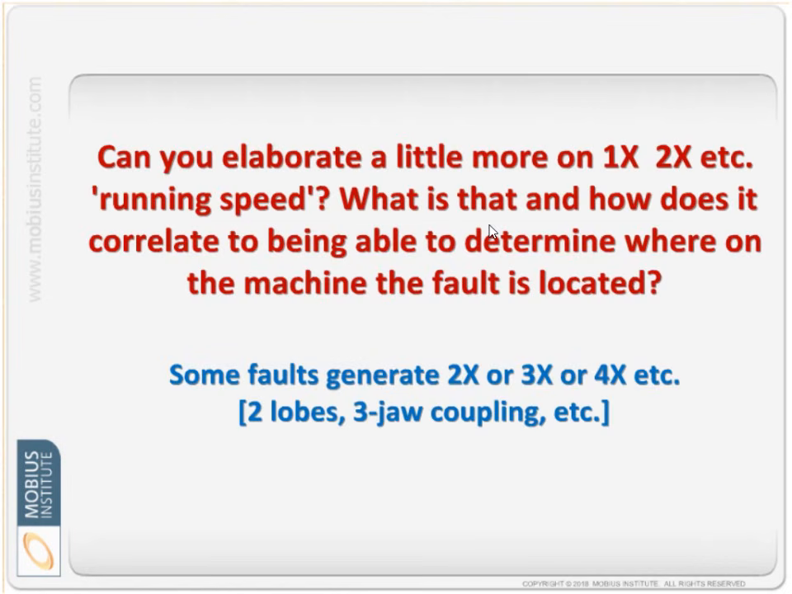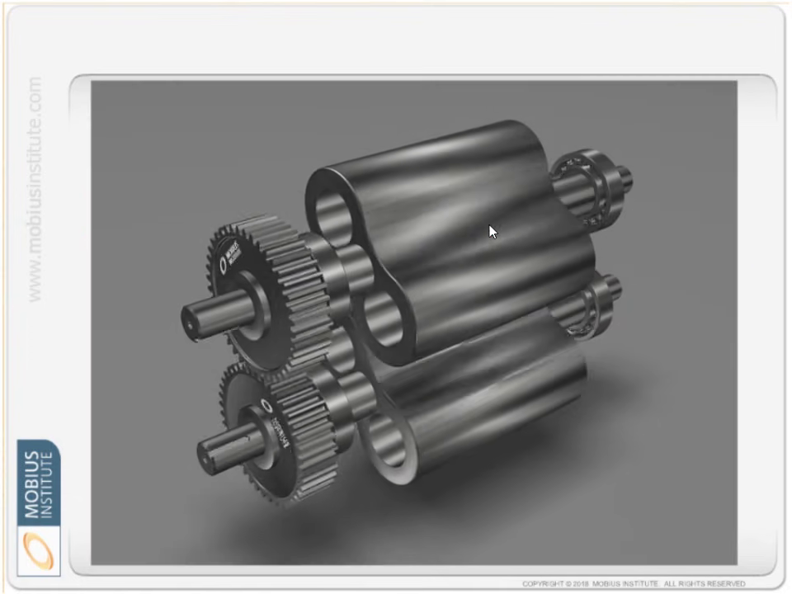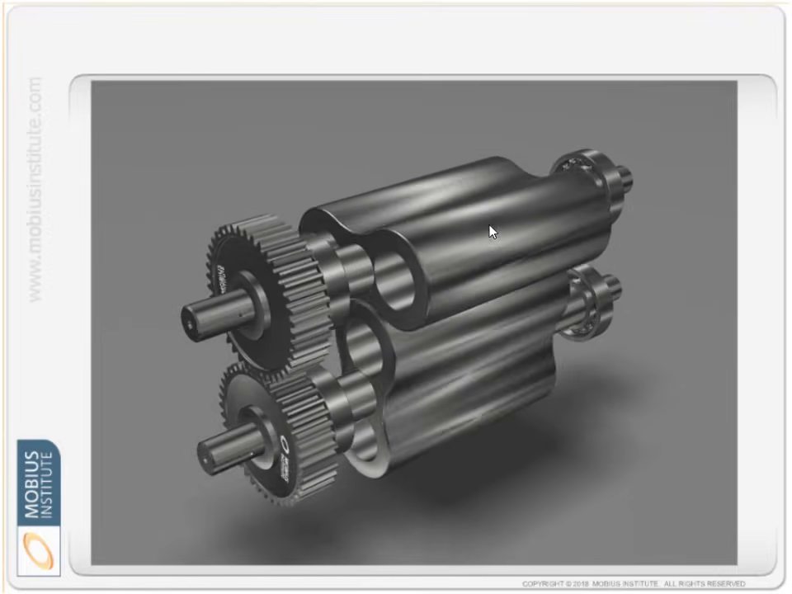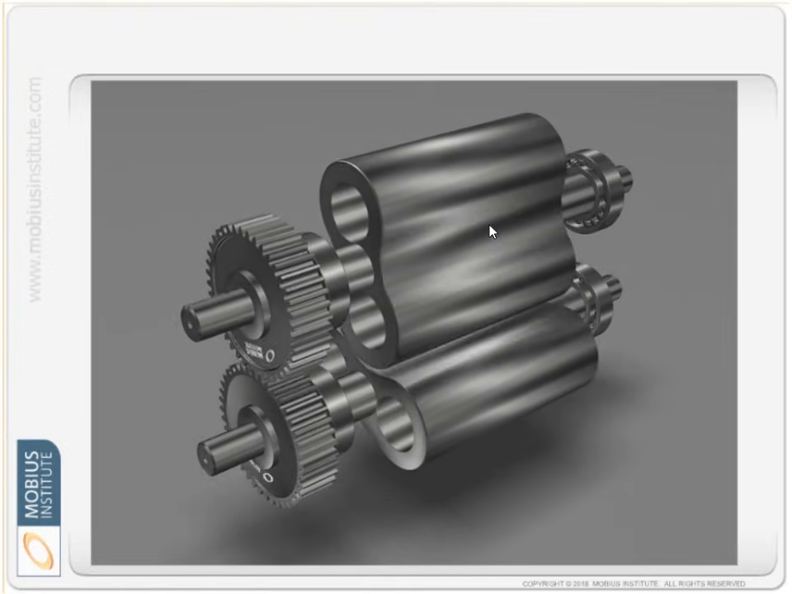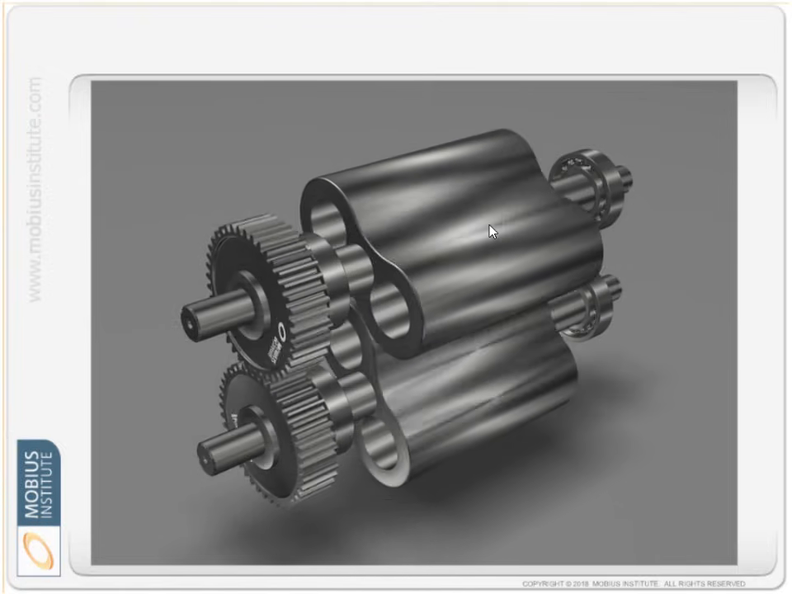And of course, I need to say that we'll also see vibration at 2x and 3x and 4x for physical reasons. So we could have, for example, a machine with two lobes, or a coupling that has three jaws or four jaws, and that's going to generate vibration as well.